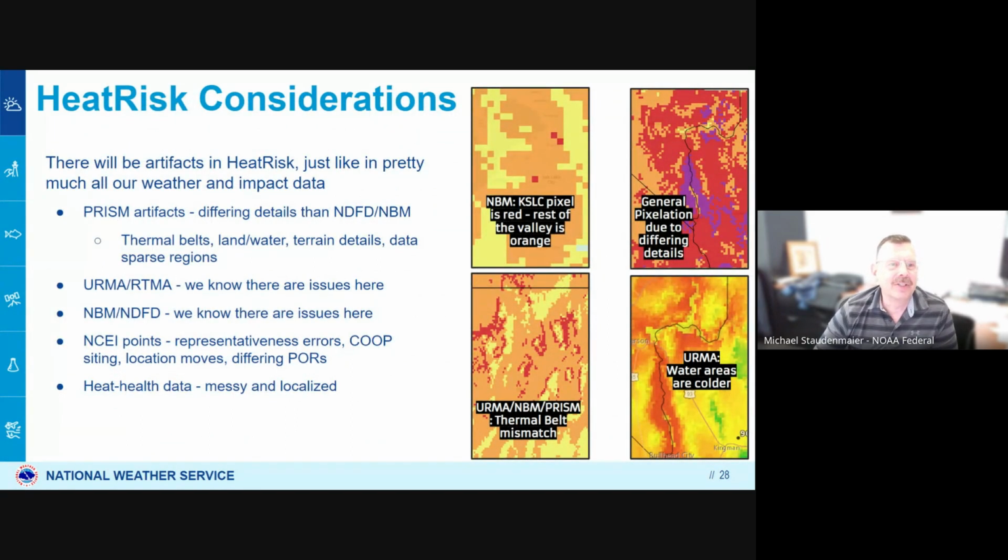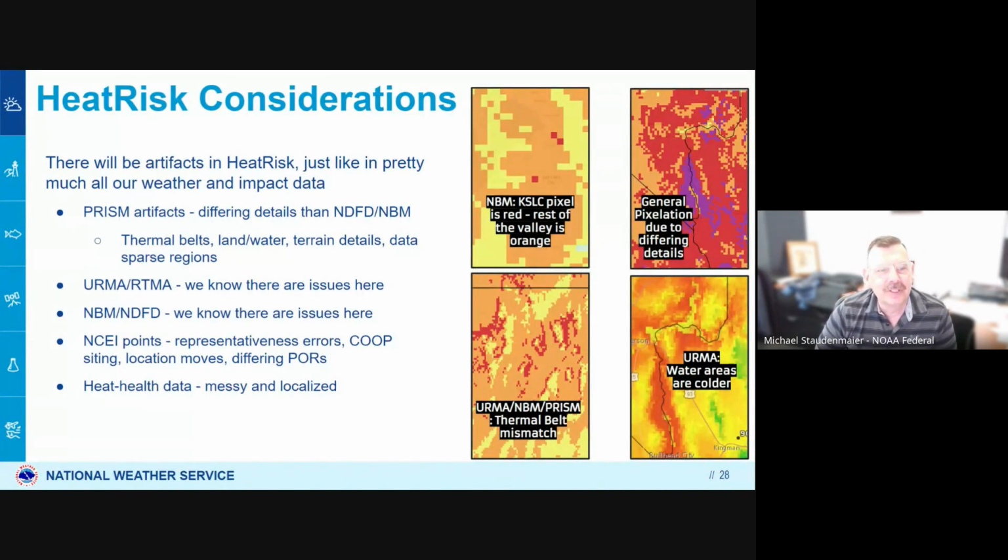A visual consideration with heat risk is that there's going to be artifacts. This is true of any of our weather and impact data, none of it smooth and perfect. We're all aware that PRISM has its own artifacts, such as including non-representative or bad observations, having different details with regard to terrain, thermal belts, lakes. URMA and RTMA certainly have their share of artifacts, as we all know. Those all feed into the NBM, resulting in issues like cold values over lakes and water areas, bullseyes where bias correction of bad or non-representative observations occur, and of course, the METAR location pixelation issue.